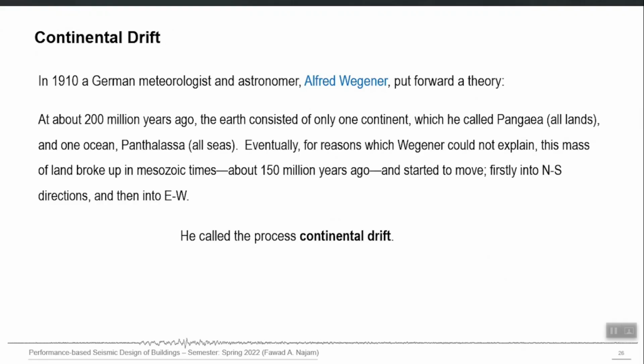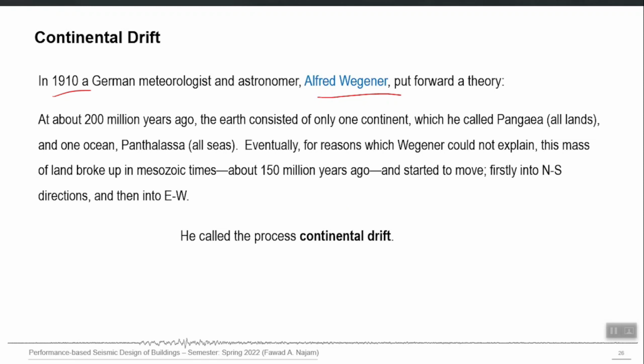So let's now come to the actual reason why we have this relative slip or movement, right. The very first development in this regard was in 1910, Alfred Wegener. We call that theory the continental drift theory. Most of you might already have an idea about that.